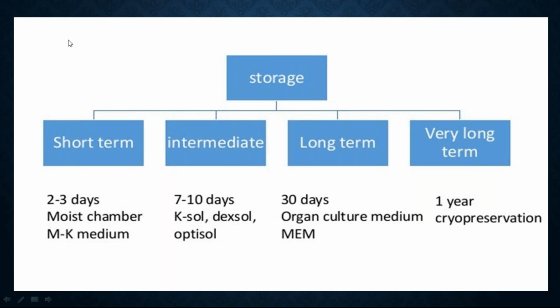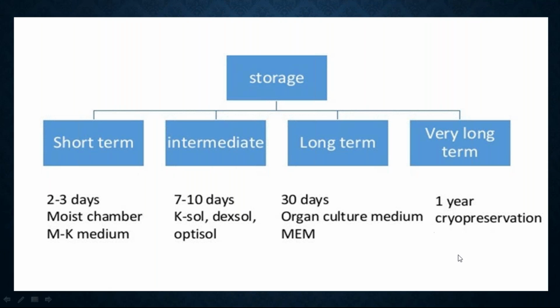These are the storage medium. Short-term storage, 2 to 3 days, moist chamber method. I already told you. MK medium means McCarey-Kaufman medium. 7 to 10 days: Cilco, Dexol, or Optisol. Dexol contains dextran. These are the various medium for preservation up to 7 to 10 days. Intermediate storage. Long-term storage is up to 13 days. It is used in organ culture medium. And very long-term storage is 1 year. You can store the donor cornea up to 1 year.